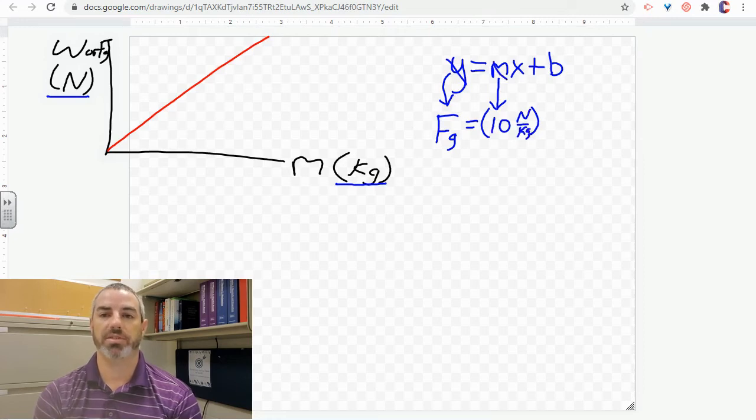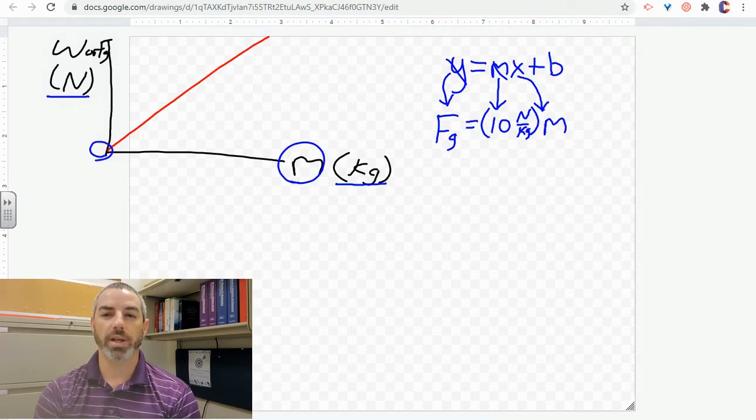The closing parentheses separates the units from the x variable, and we can see on the horizontal axis we graphed mass. Now we look at our vertical intercept and we can see that the vertical intercept is 0. Well, what does that mean? Well, if there's no mass hanging on the spring scale, it should read 0.